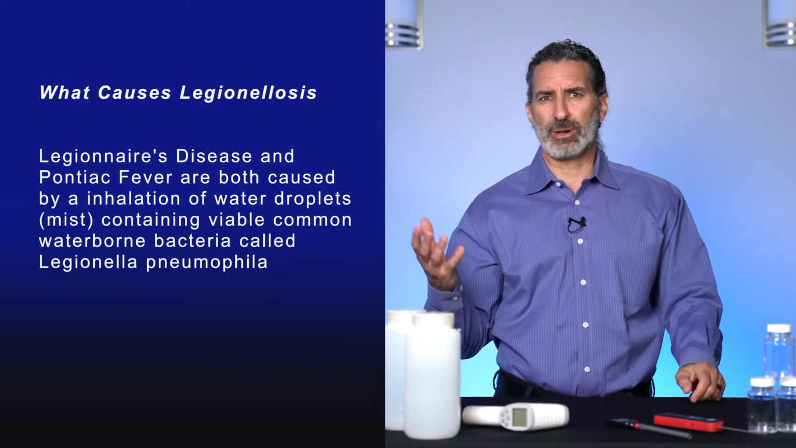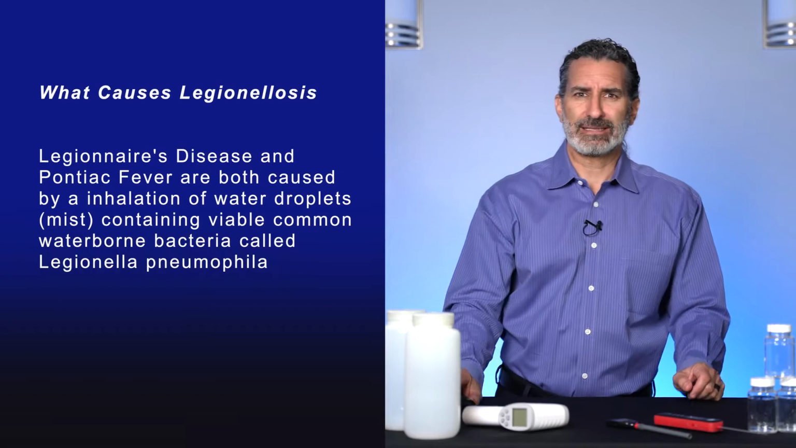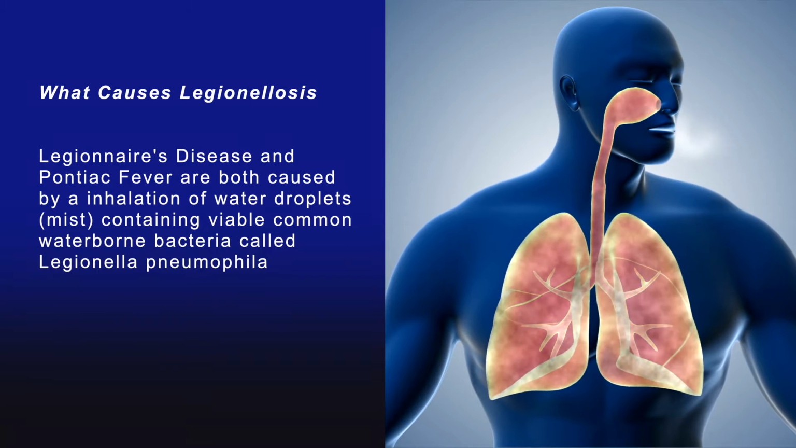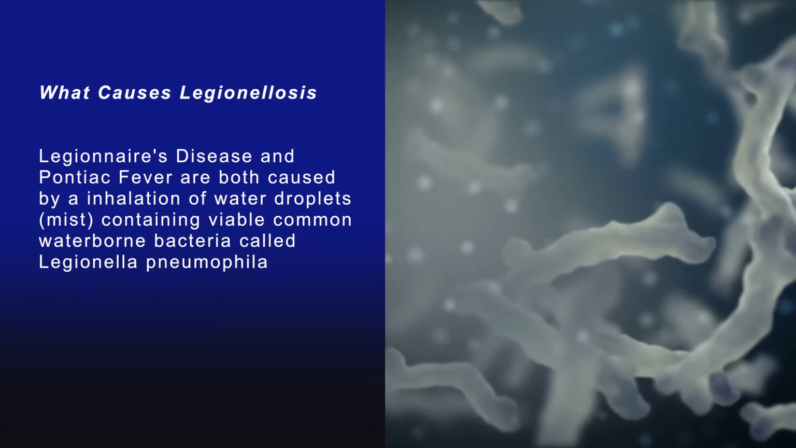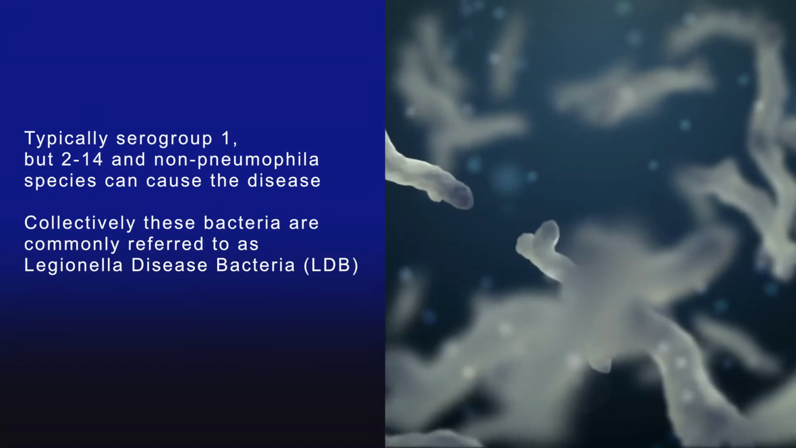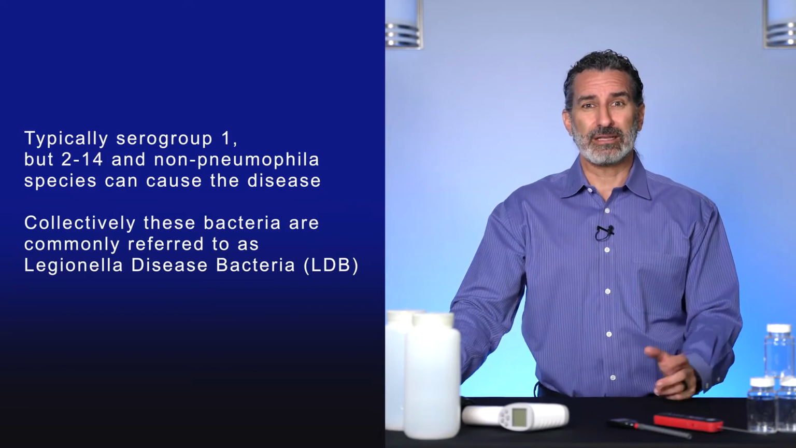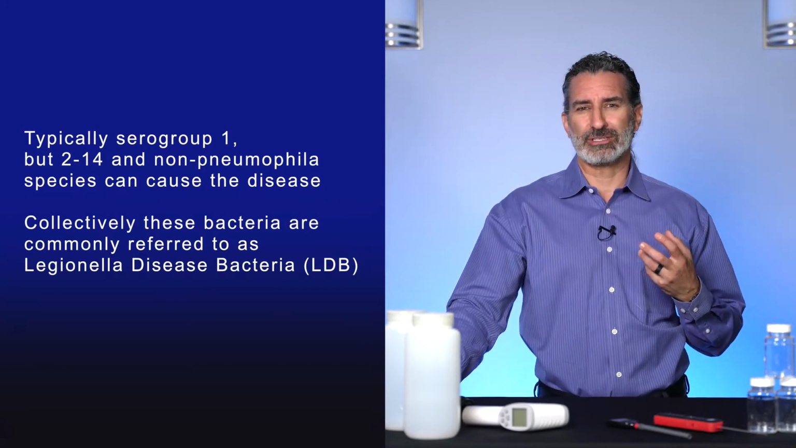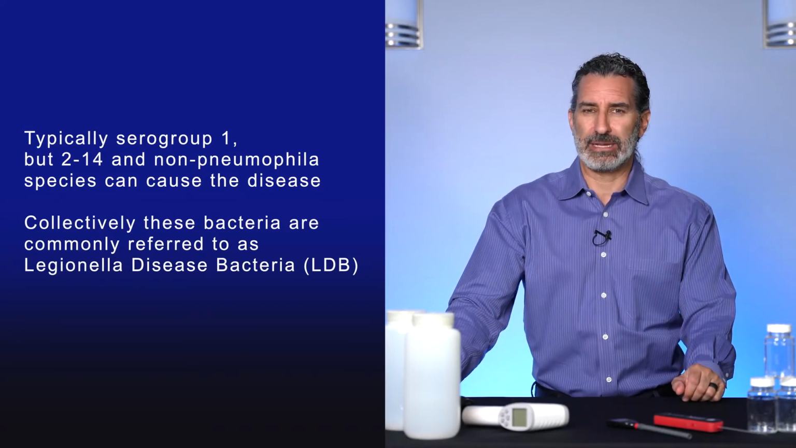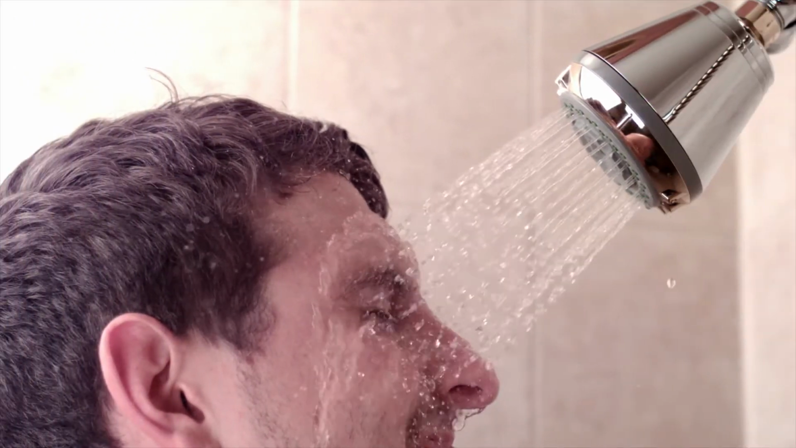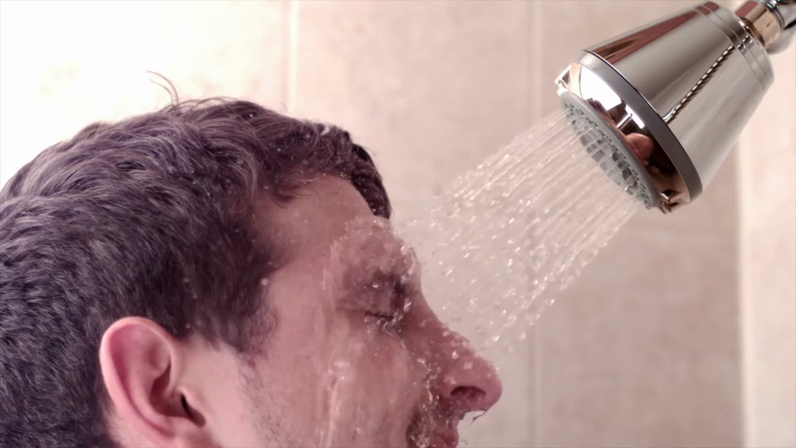How do you contract legionellosis? Again, Legionnaires' disease or Pontiac fever. The way you contract this disease is you inhale a water droplet that contains viable or living bacteria, Legionella pneumophila, typically serogroup 1, but sometimes serogroups 2 through 14 or non-pneumophila serogroups. Collectively, these bacteria are called Legionella disease bacteria, or LDB. So the inhalation of a water mist, a water droplet, into your lungs deposits those bacteria into your tissue where they're able to then replicate and cause an illness.